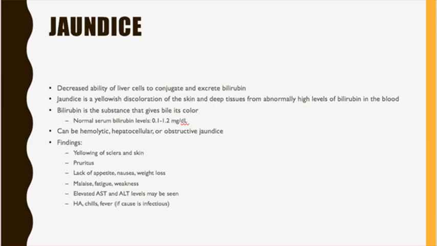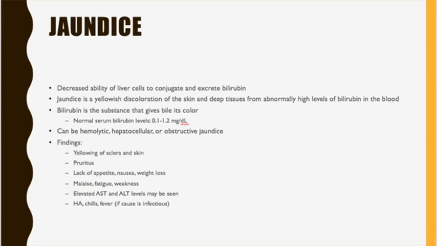So a little more on jaundice. Jaundice happens because of the decreased ability of liver cells to conjugate and excrete bilirubin. Bilirubin is formed from aging red blood cells, and usually only a small amount of bilirubin is found in the blood because the liver is able to excrete it. So if someone has jaundice, it's this yellowish discoloration of the skin and deep tissue from abnormally high levels of bilirubin in the blood. The normal serum bilirubin level is 0.1 to 1.2.